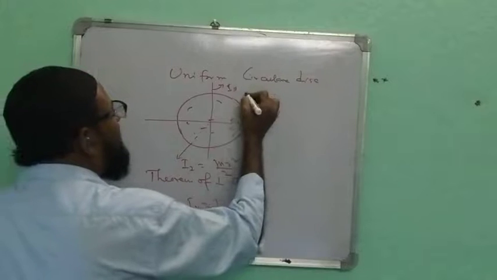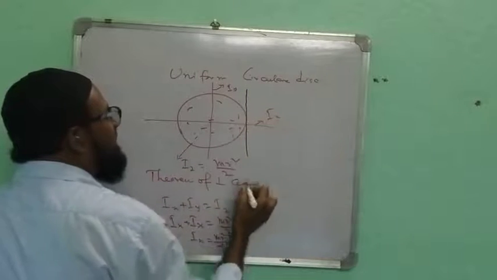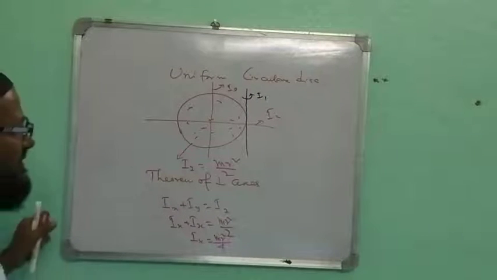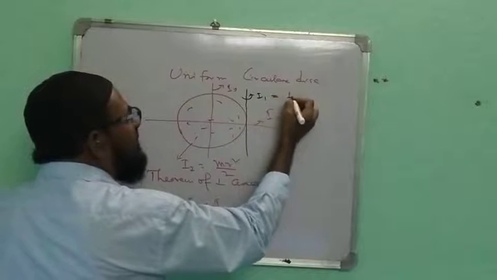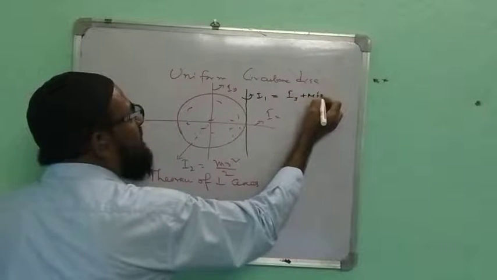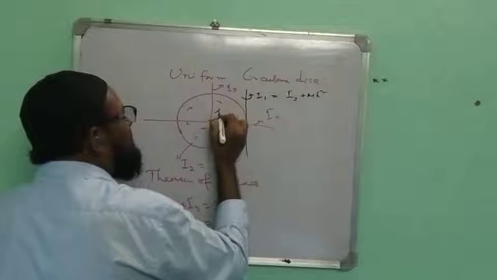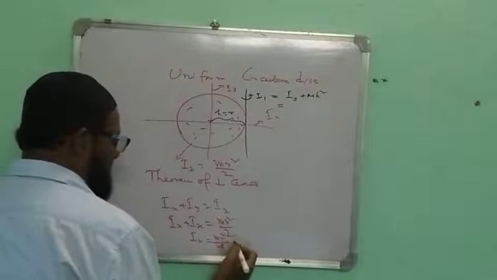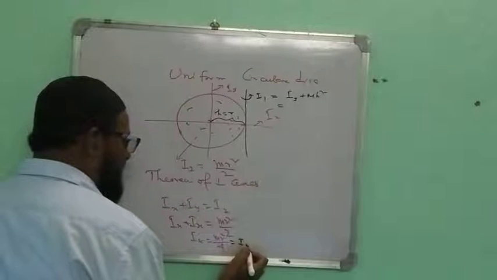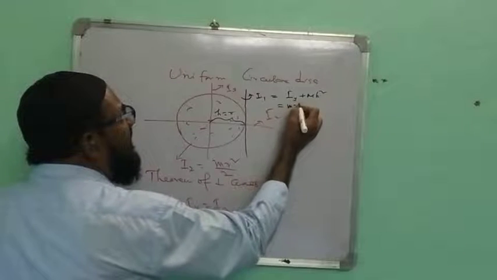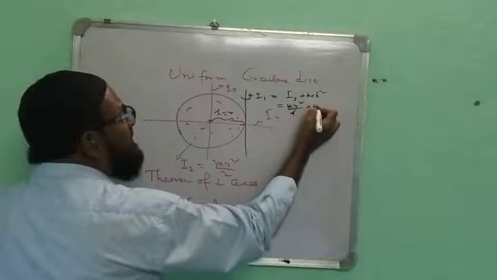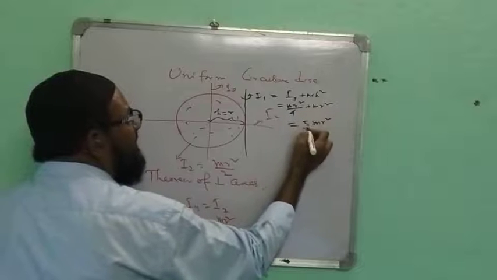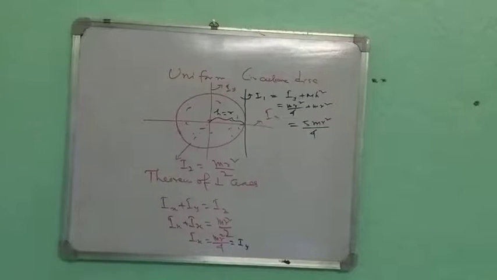Now, this is standard one. I am taking this as I1. What is the formula? I1 equals Iy plus M h square. What is h? Iy is M R square by 4, and this is M R square. What is the answer? 5 M R square divided by 4. Is it clear?